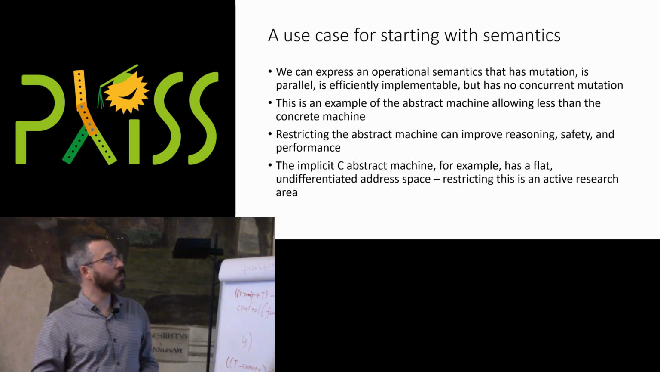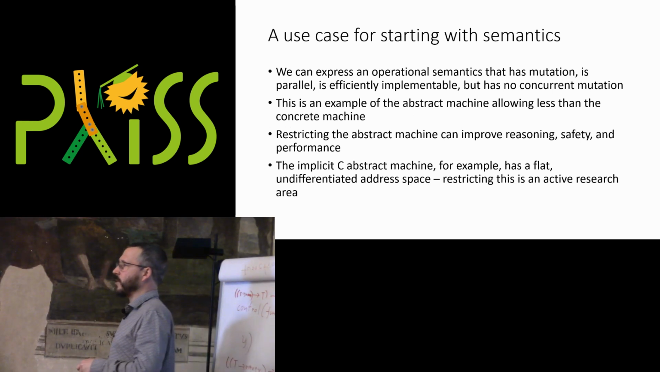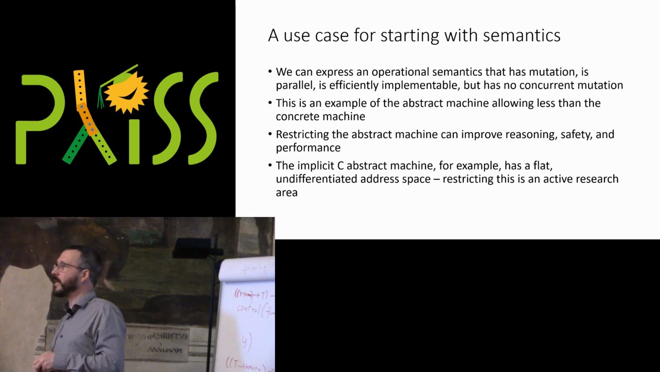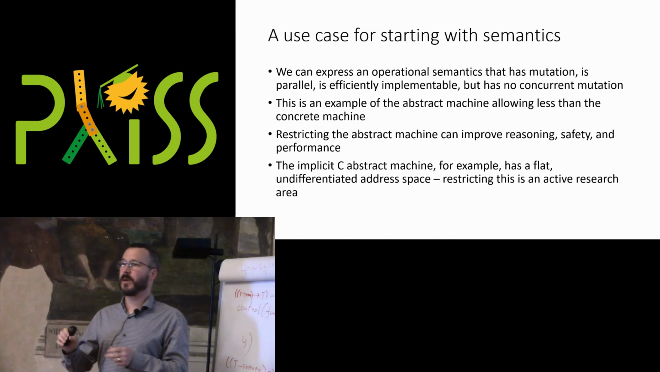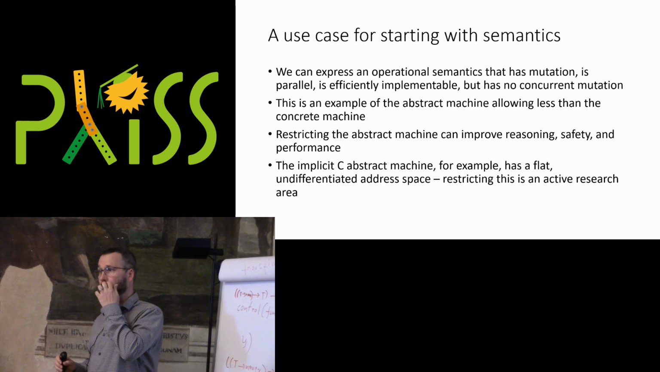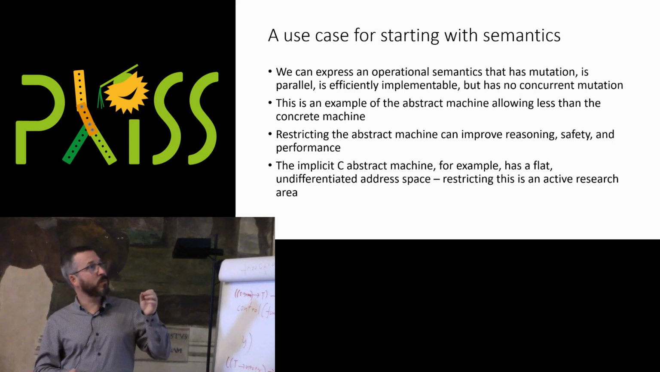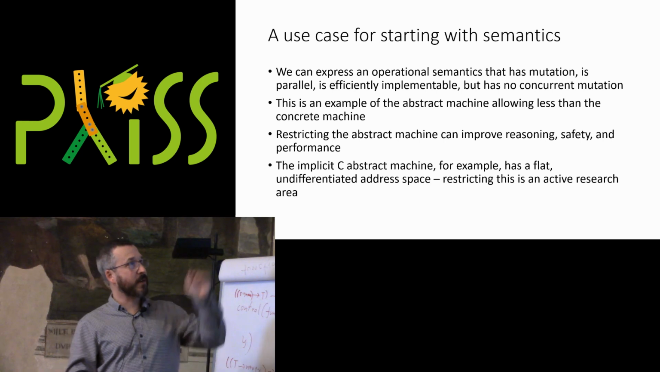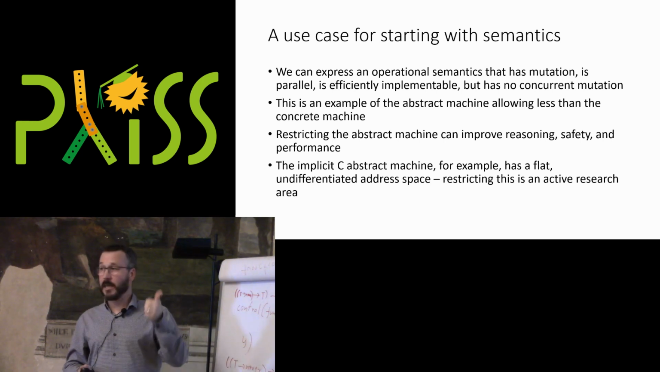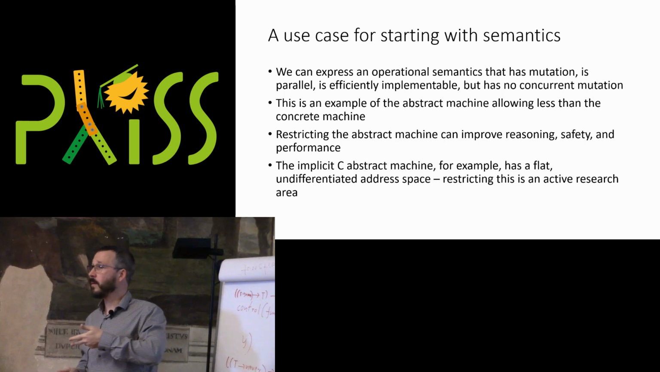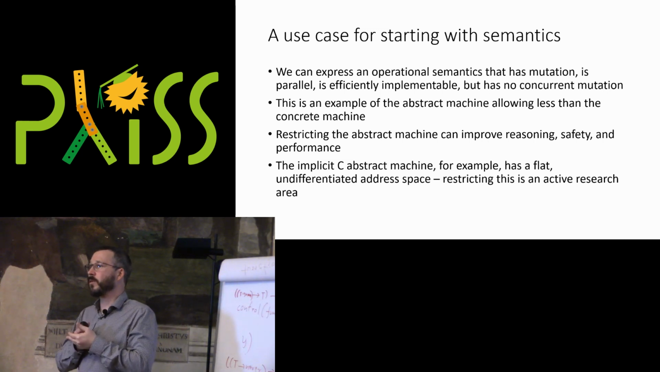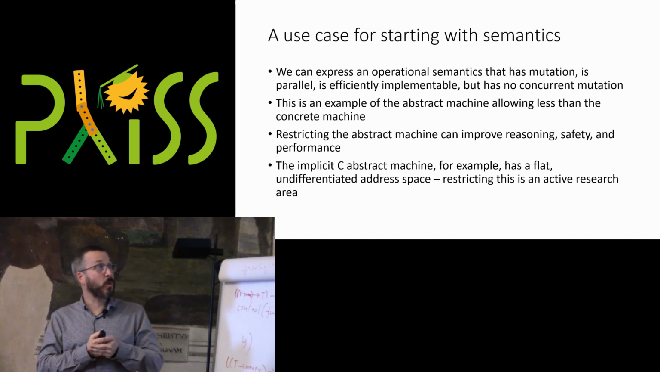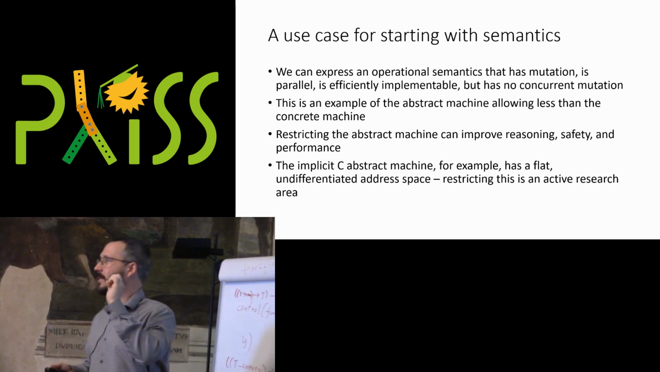Yeah, I think so. So, sure, you can start extending it and talking about relaxed memory models, and that's something that I'm really keen on in terms of being able to express a better language for writing runtimes. But that's not the same thing as expressing a good language for writing systems code. And one of the things that we could do, for example, with this kind of thing, is express an operational semantics that has mutation, is parallel, is efficiently implementable, but has no concurrent mutation. And with no concurrent mutation, you no longer need to talk about a relaxed memory model, because all of those observational effects go away. So that's an example of an abstract machine that allows less than the concrete machine.